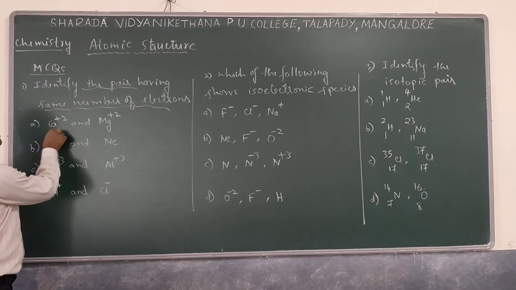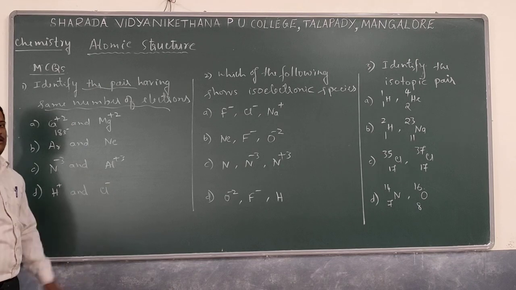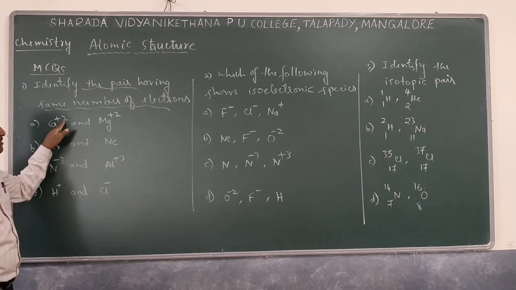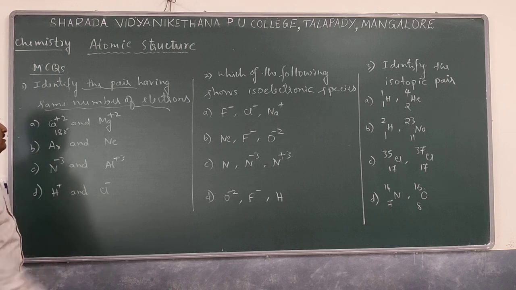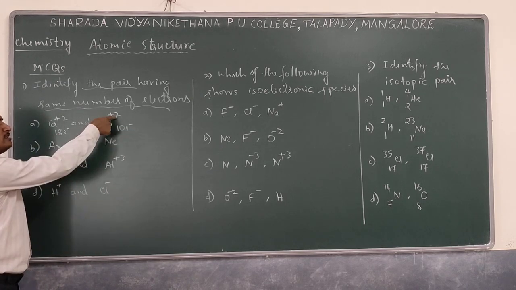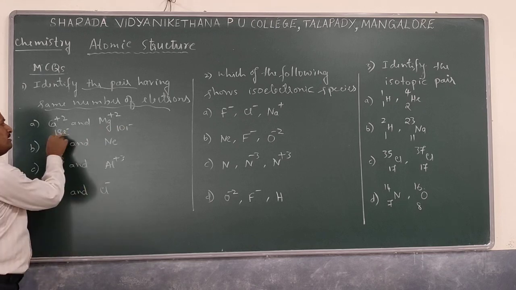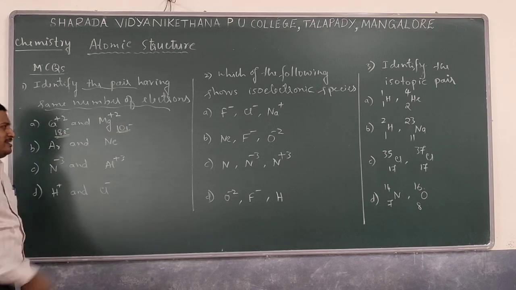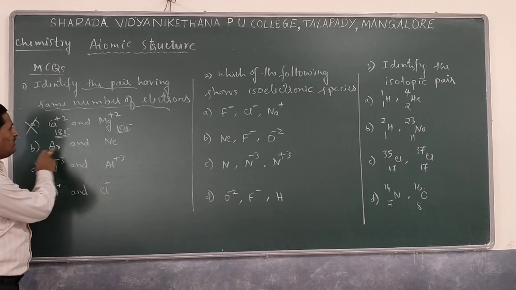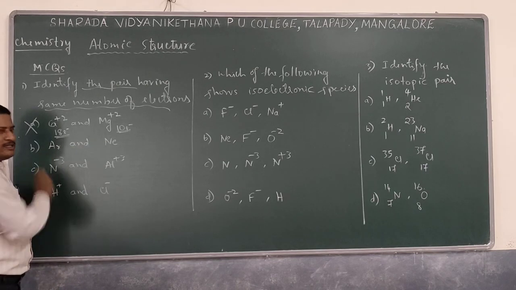First we have to find the number of electrons present. Calcium plus 2 has 18 electrons. The atomic number of calcium is 20, plus 2 means we remove 2 electrons, leaving 18 electrons. And then magnesium has 10 electrons, 12 minus 2 equals 10. Are the numbers of electrons the same? Not the same, 18 and 10, so option A is wrong. Coming to argon and neon, both are noble gases.